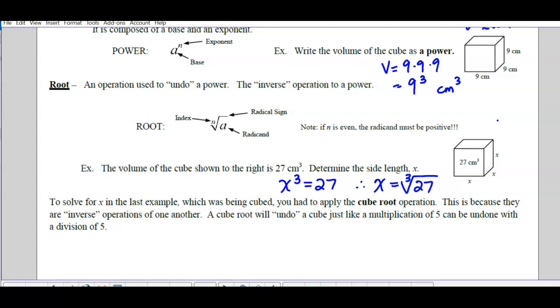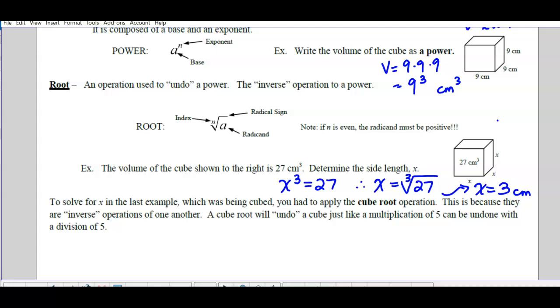Think about what that means. That means we need 3 equal factors multiplied together. Okay? So who can tell me what that might be? What are 3 equal factors multiplied together to give you 27? Yeah. 3. Exactly. Okay, so here x is 3. Cube root of 27. Okay. And that would be in centimeters.